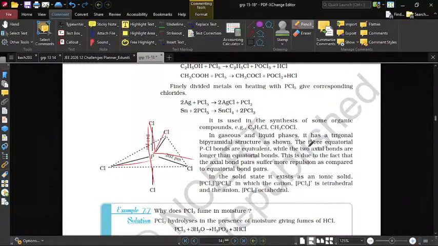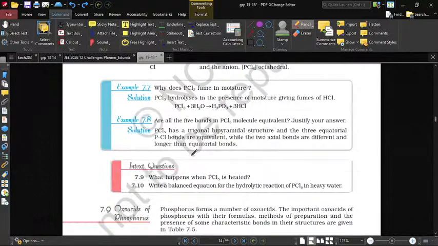Okay. The three equatorial P-Cl bonds are equivalent, while those of the two axial are longer than the equatorial bonds. This is due to the fact that the axial bond pairs suffer more repulsion as compared to equatorial bond pairs. In the solid state, it exists as an ionic solid, PCl4+ and PCl6-, in which the cation PCl4+ is tetrahedral and the anion is octahedral.